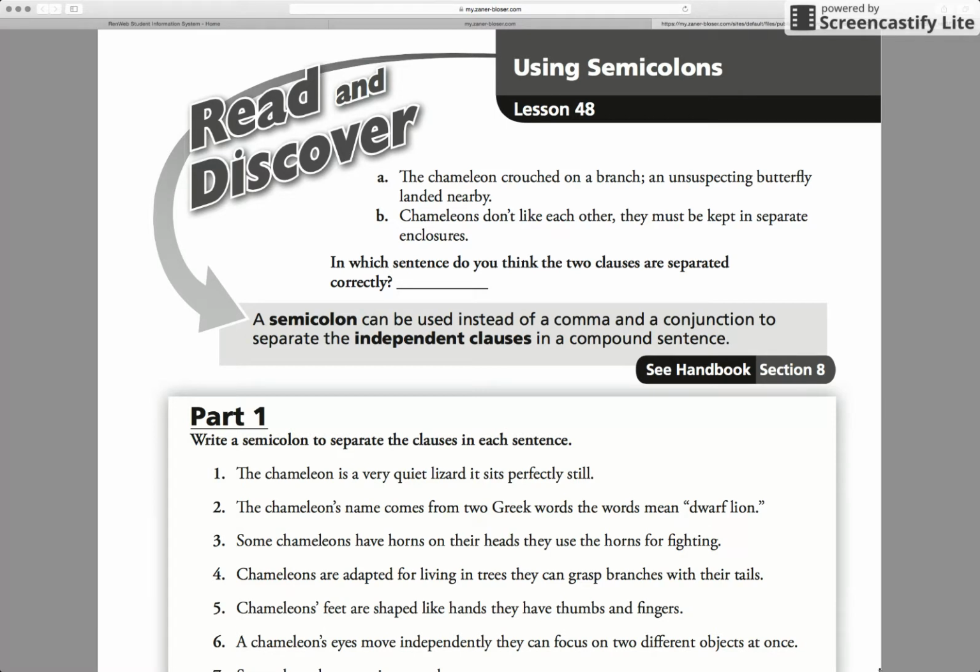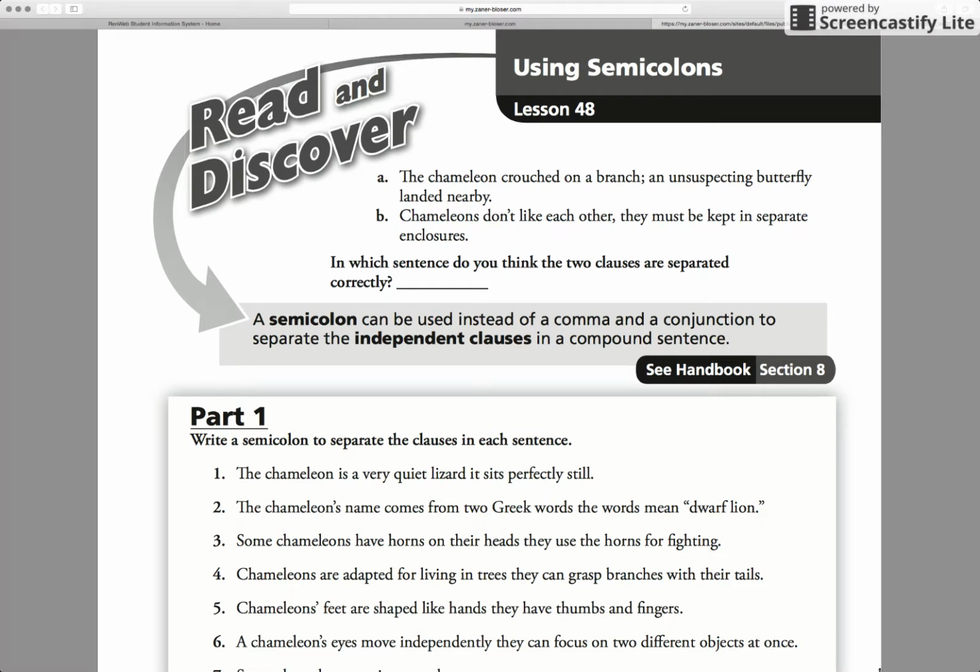This lesson is all about using semicolons: when you use them, how you use them, when it's appropriate to use them. And I will say this is probably one of the more difficult lessons out of this unit. The reason why is a lot of times semicolons are used incorrectly, or writers avoid using them because they're not sure when to use them correctly. So hopefully after the end of this lesson, you will feel more confident in using semicolons.